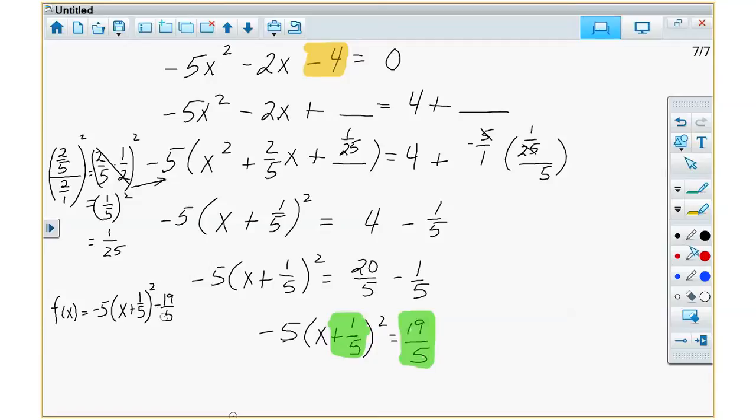Somebody tell me what this tells you. Unit 1, what does it tell you? Tells you that the parabola is going to be opening which way? Down. It's going to be skinnier than the last two we did, and the vertex is 1/5 to the left and 19/5 down. You see how unit 1 and unit 2 tie together?